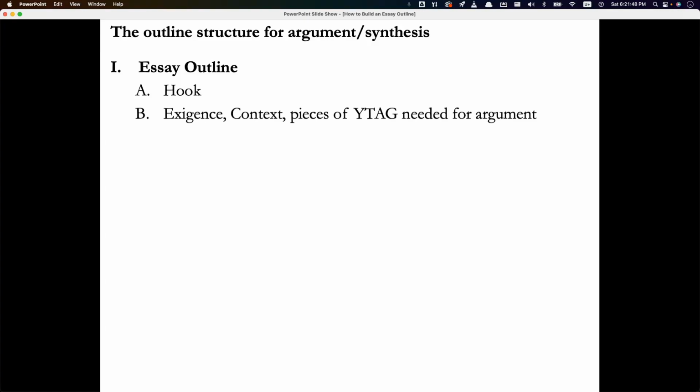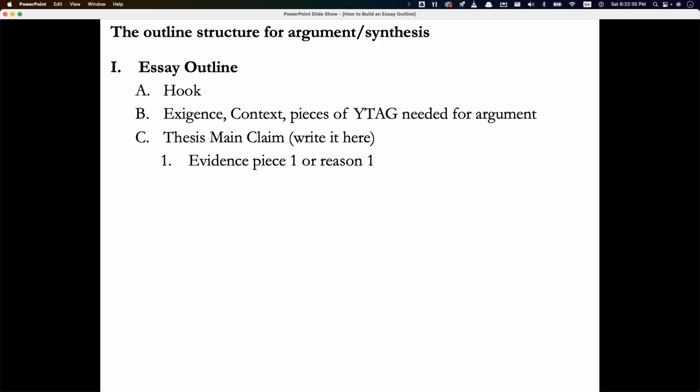Then for B, you want to think about anything you want to include for exigence, for the context of your argument overall, and you want to include any pieces of YTAG, that means year, title, author, and genre, related to any texts mentioned in the prompt. If there are no texts mentioned in the prompt that you've been given for argument, of course, no need to include that. Texts are rarely mentioned in synthesis prompts, so of course you can ignore that in this part of the essay. But anything that you want to bring in to introduce your argument, that will go here. And then you want to write out the main claim of your thesis.